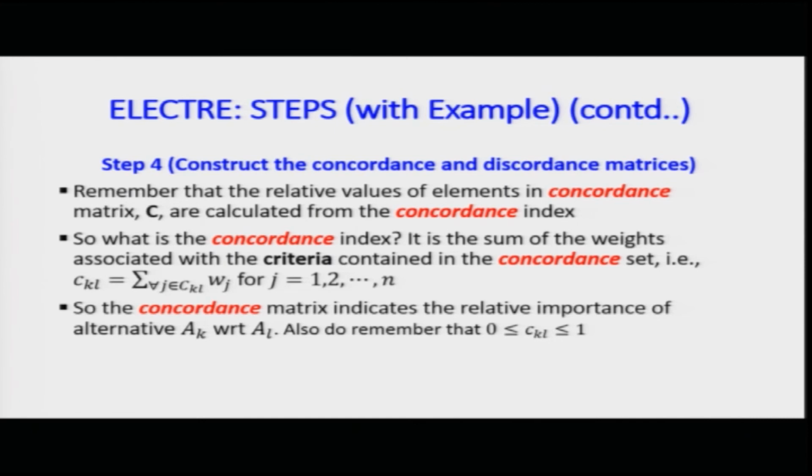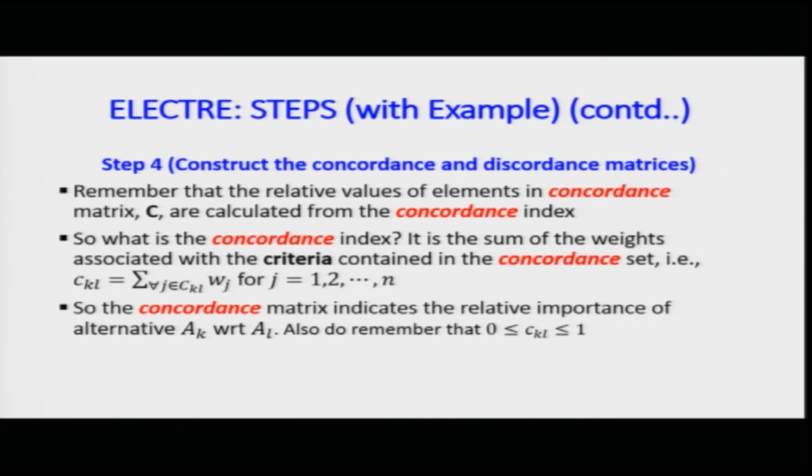It is basically the sum of the weights associated with the criteria contained in the concordance set, which will be the sum of all the values of C which you are getting for j equal to 1 till n. J, remember, is the criteria. So, the concordance matrix indicates the relative importance which you are going to place on A k with respect to A l based on the values of C.